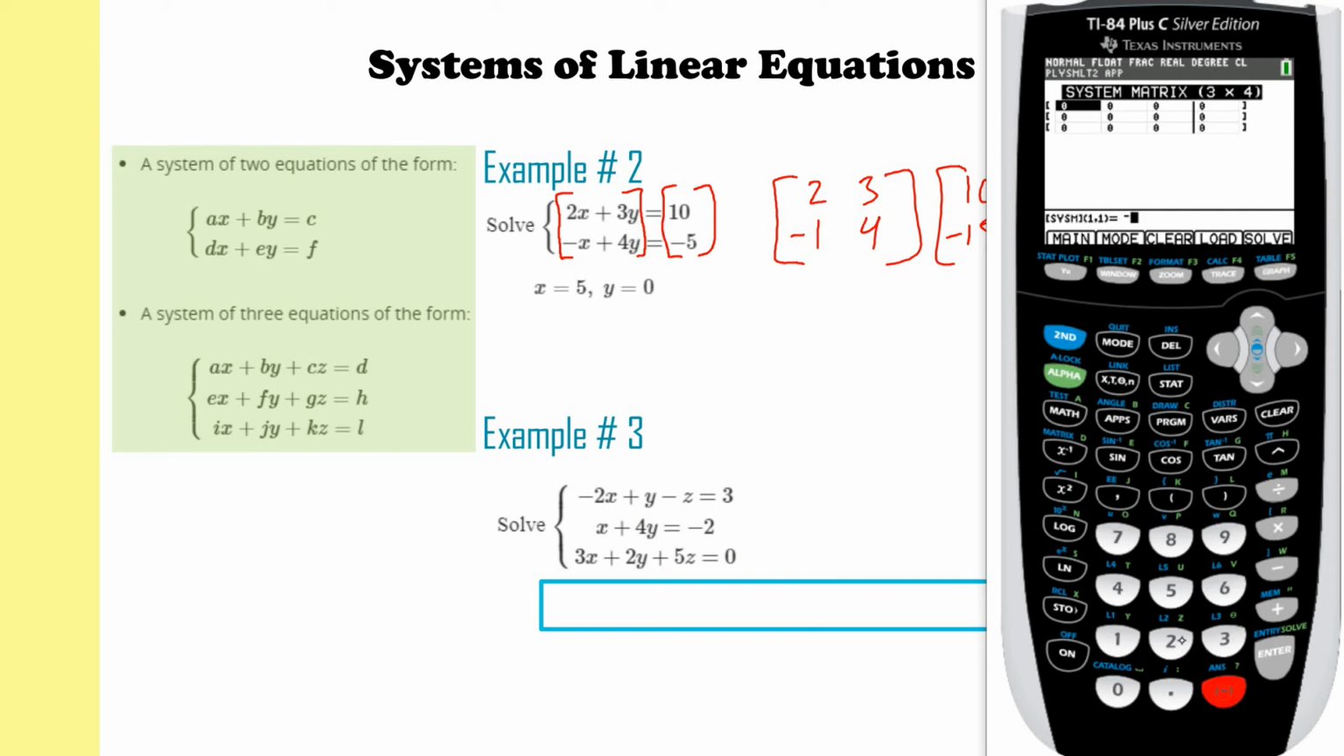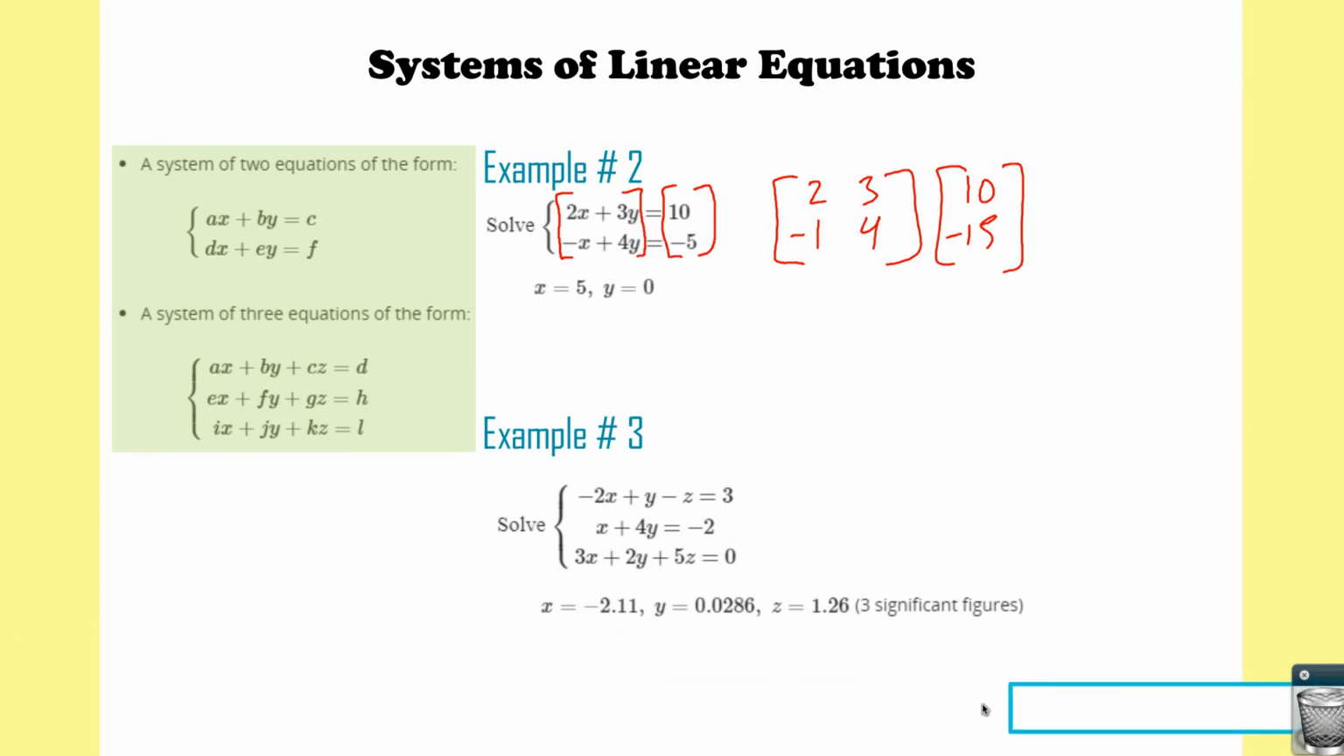So you have -2, 1, -1, and 3 for the first line. The second line is going to be 1, 4, and then since we don't have a z, we need a placeholder, so we put 0, because the 0 times z would just disappear, equals -2. Then we get 3, 2, 5, 0. Then hit solve. And here we get these answers. All right, so we get a fraction. Let's see, how did they write it?